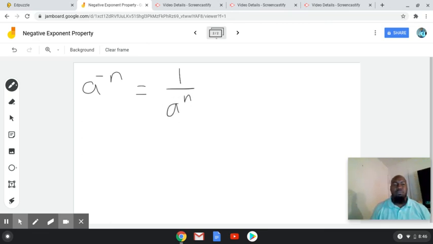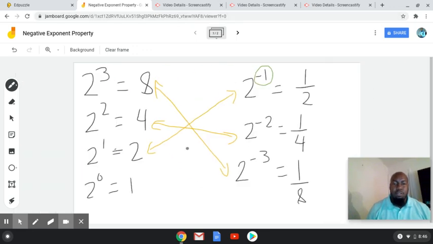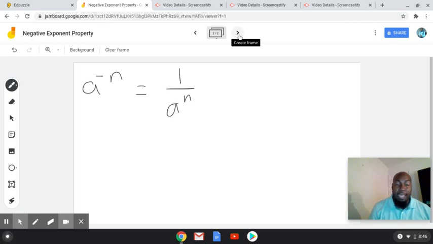Because again, if you go back over here, let's look at this 2 to the -3. If you had 2 to the third, that's 8, and then 2 to the -3 is 1/8. So you see the pattern there, that we can make the generalization that if we had a to the -n, then that just means that we have 1 over a to the n.